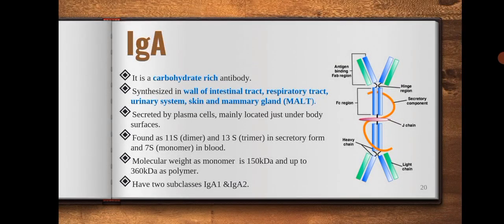IgA antibody is a carbohydrate-rich antibody synthesized in the wall of the intestinal tract, respiratory tract, urinary system, skin and mammary glands. These are secreted by plasma cells mainly located just under the body surfaces, found as dimer, trimer or monomer. Molecular weight as monomer is 150 kilodalton and up to 360 kilodalton as polymer. The secretory form is mainly dimer and trimer. They have 2 subclasses, IgA1 and IgA2.